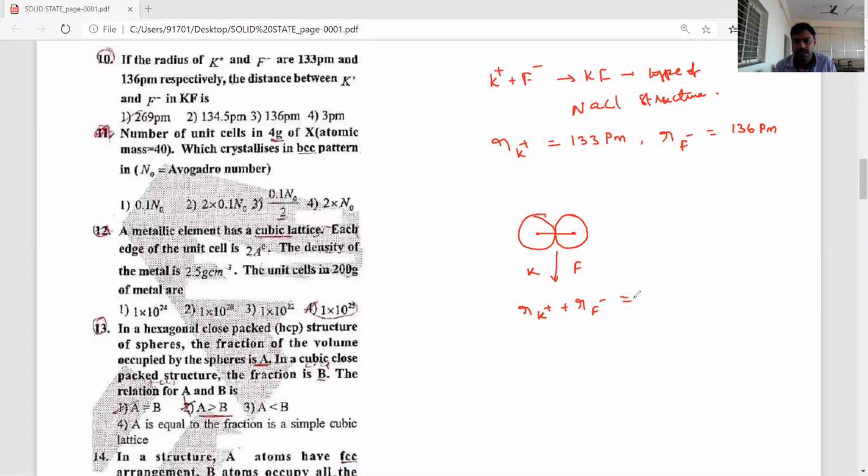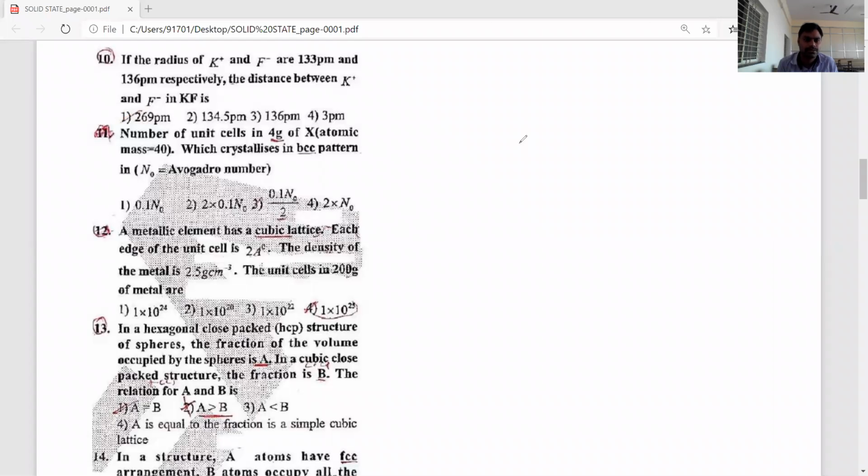That is, the distance between potassium and fluorine is equal to the sum of the radii of potassium and fluorine, which is how much? 133 plus 136 is equal to 269 picometers. So the correct answer is the first one. It is very clear. Okay, next question, the 11th one.